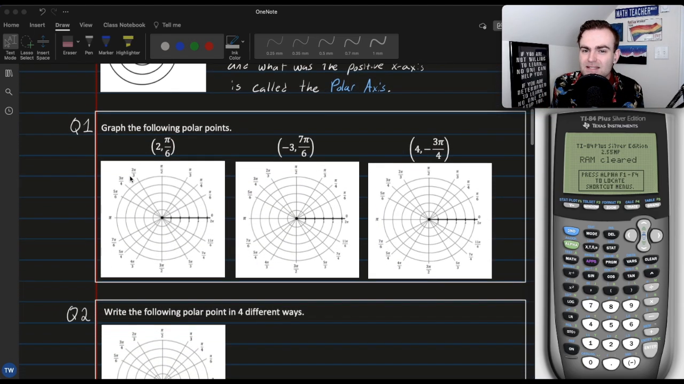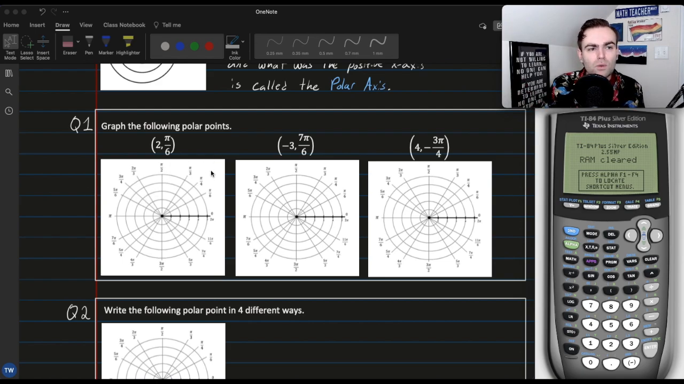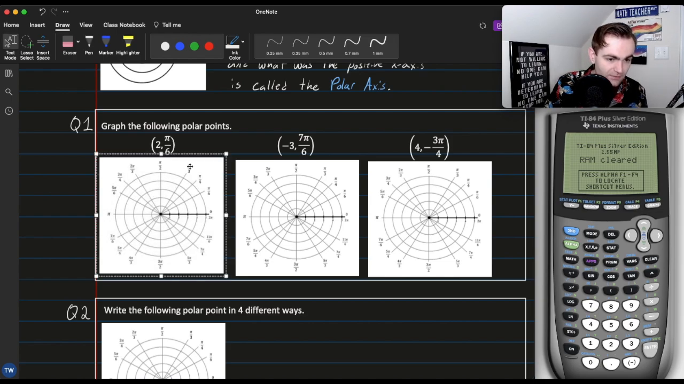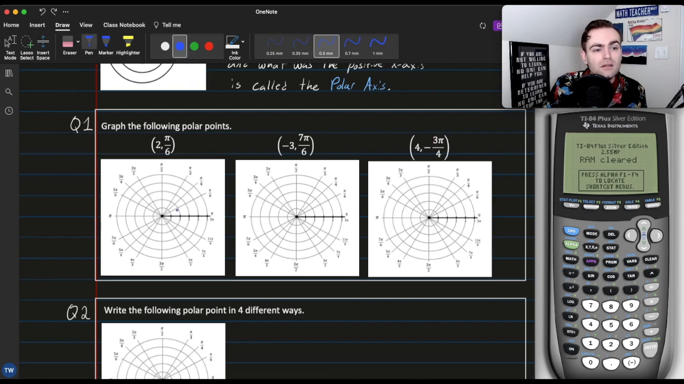So let's plot some points. That's never that bad, right? So what we're going to do is we are going to look for the ray first. We're going to look for the angle we're going to use, which in this case is pi over 6. So we're going to plot it along this ray here, and the distance from the pole is going to be 2. So I'm going to use these circles to judge that distance. So 1 circle, 2 circles. So our magic point here is right here. Not bad. So that's how it works if everything is positive.